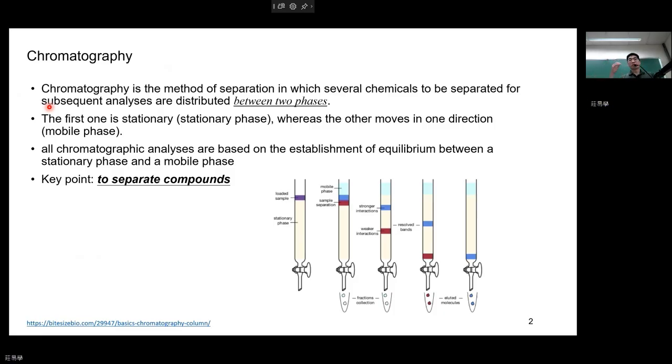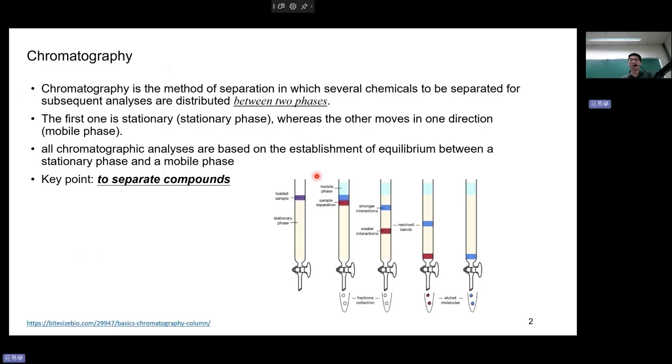So how do we separate different compounds in environmental samples? That's chromatography. Actually, chromatography is an ancient method. Probably like 100 years ago, I don't know exactly when, but a long time ago, there were researchers who invented chromatography, and it looked like this.